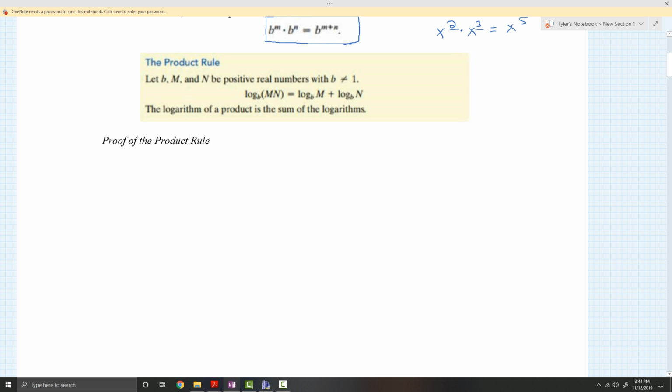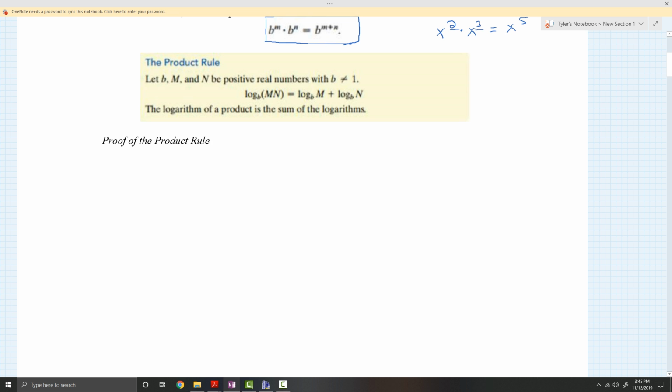The product rule for logs says that if b, m, and n are positive real numbers and b cannot be equal to 1, then if you have the log base b of a product, you can split this apart as addition. So you have log base b of m plus log base b of n. We're able to show that as a sum of logs. So the log of a product is the sum of the logarithms.